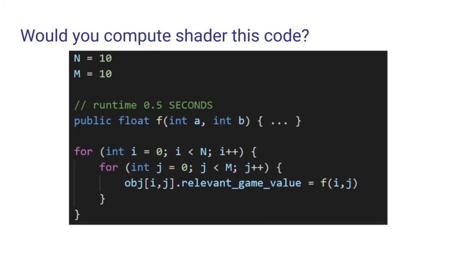And then I had this weird one where each call takes like 0.5 seconds. And this really is an example of where it's probably not worth computing on the shader at all. In fact, the GPU would probably really struggle to compute this massive thing. But what you could do is put this in a thread pool and multi-thread it on the CPU or something like that.